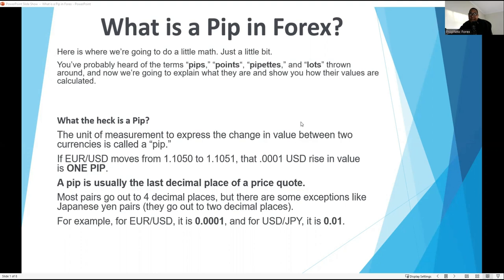What is a pip actually? Pip stands for percentage in point, and it simply means it is the unit of measure to express the change in value between two currencies. So that's actually called a pip. If the EUR/USD moves from 1.1050 to 1.1051, that means that it is a 0.0001 USD rise in value, which is 1 pip.